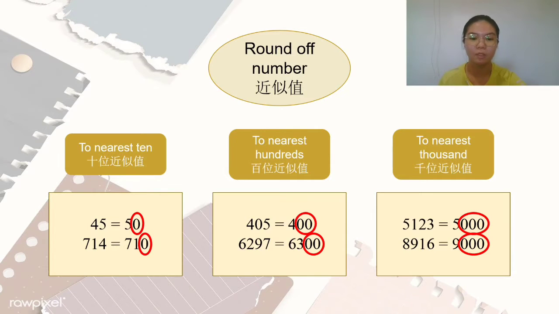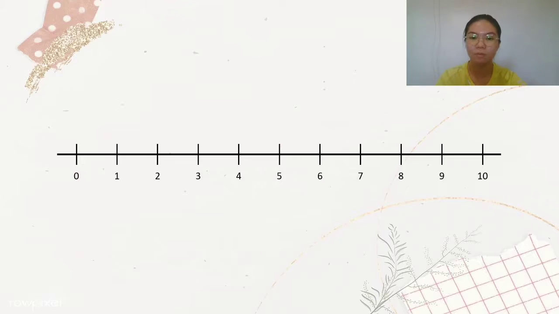For the nearest 10, after rounding off the number, the last digit of the answer must be 0. For the nearest 100, after we round off the number, the last 2 digits will be 00. And we know that for 1000, the number must contain at least 4 digits, right? So if we do the rounding off, the last 3 digits must be 000.